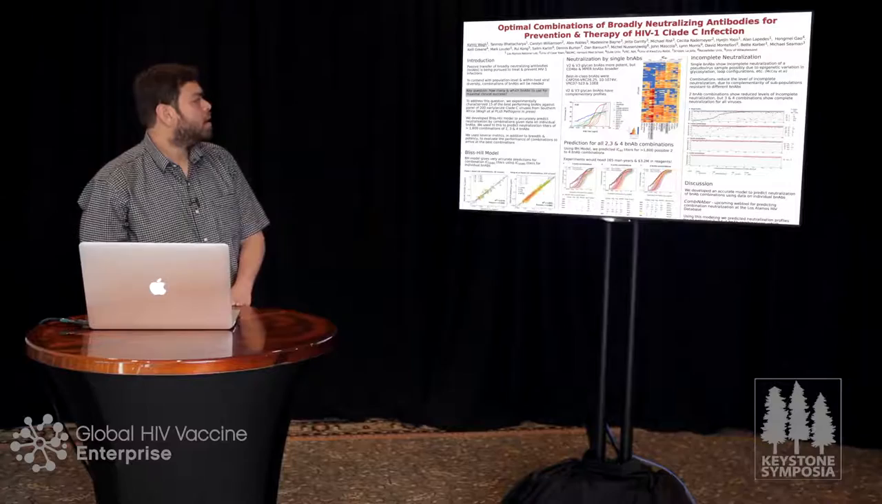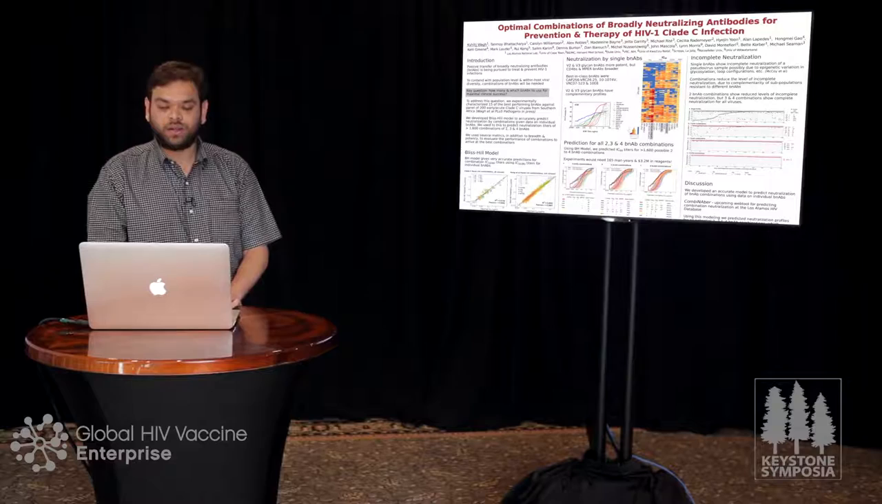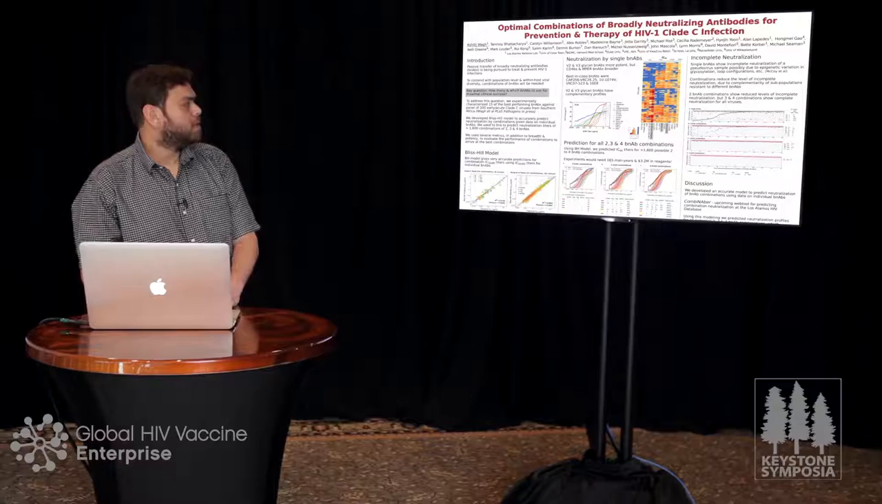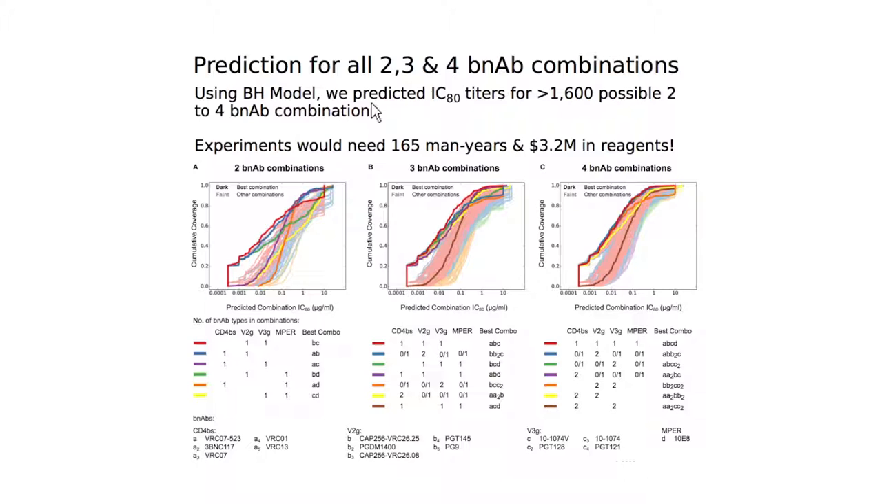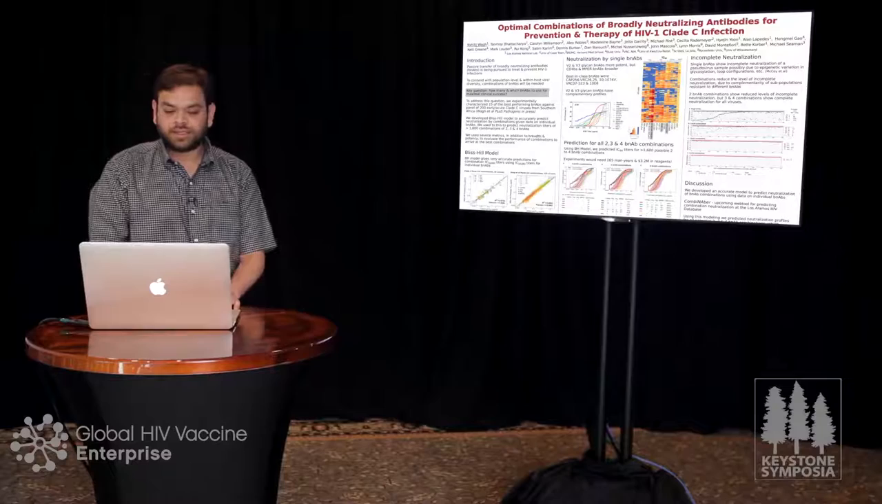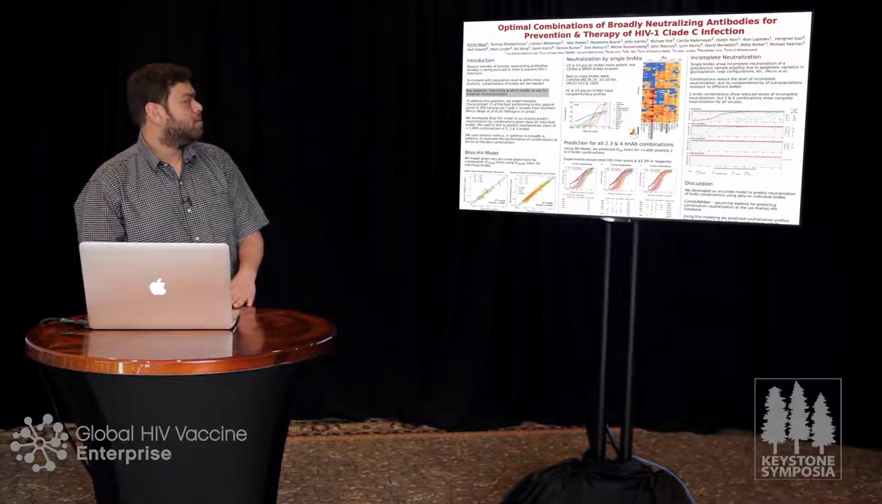So given this panel, we next sought out what would be the best 2, 3, and 4 antibody combinations for this panel. To do this, we used the Bliss-Hill model, or BH model, that we developed to predict the IC80 titers for all the 1,600 possible 2, 3, and 4 bNAb combinations for this panel. Just to set the stage, if we were to pursue this endeavor experimentally, it would have taken 165 man-years and $3.2 million in reagents. And this really highlights the impact of our computational strategy.